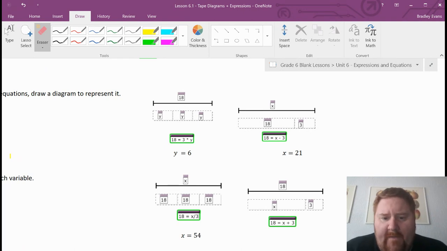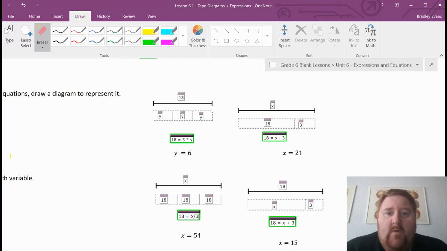And the last one, again, 18 is my total. X is unknown here, but 18 is going to be the same as x plus 3. So using my diagram, I'm going to look and observe closely and think, well, what is x? X is going to be less than 18. It's going to be 3 less than 18. So x is going to be 15.